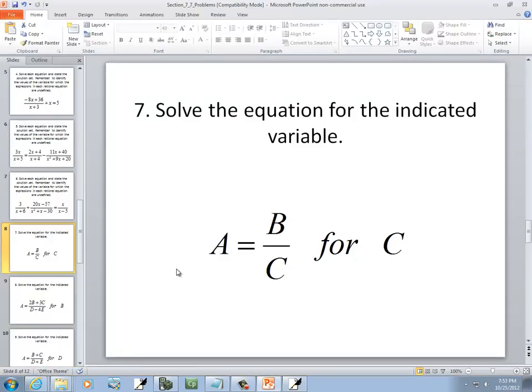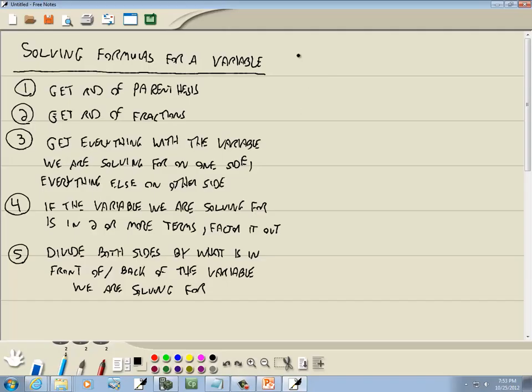Let's take a look at our first problem here. We've got A is equal to B over C, and we're solving this for C. First step, get rid of parentheses. Don't have any. Second step, get rid of fractions. I do have a fraction. We only have one denominator, the C, so that is our LCM. So we'll multiply both sides by C. So we've got C times A and C times B over C. Right here, the C is going to cancel. Now C times A, we just put them next to each other in alphabetical order, so that'd be AC equals B.